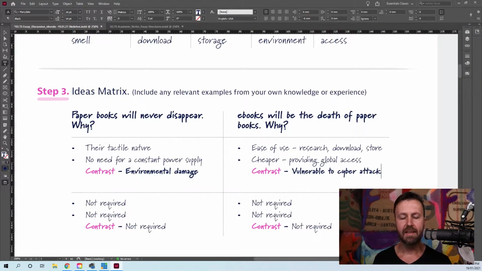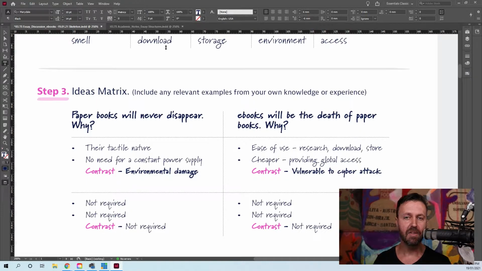Okay, that's our essay finished. No, I'm joking. So that's it. That's our plan done. So on the left-hand side, we're going to argue why paper books will never disappear, and we've got our arguments and the contrast. And then on the right, we've got ebooks will be the death of paper books. Why? And then we've got our listed arguments, and then also we've got our contrast sentence there.